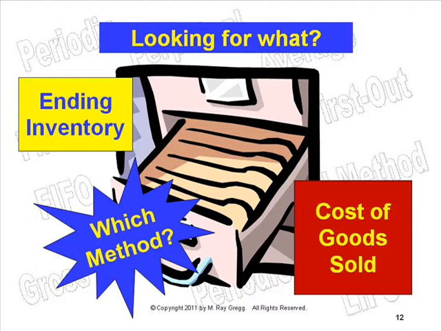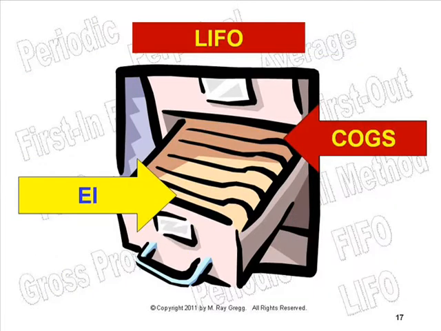what you're looking for. What is the question? And which method are you using? If the LIFO assumption is what you're instructed to use, then LIFO is going to assign cost of goods sold from the most recent purchases. The last good in is the first good out. The items at the back of the file drawer are gone. If any goods remain, they are at the front of the file drawer. They are the items that represent ending inventory.